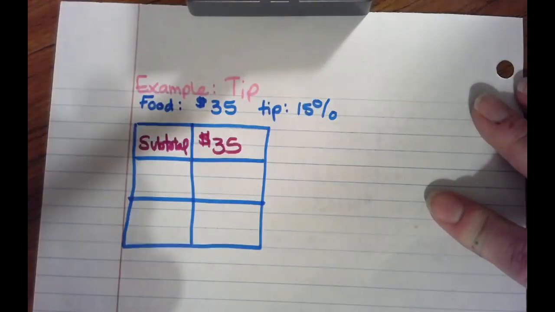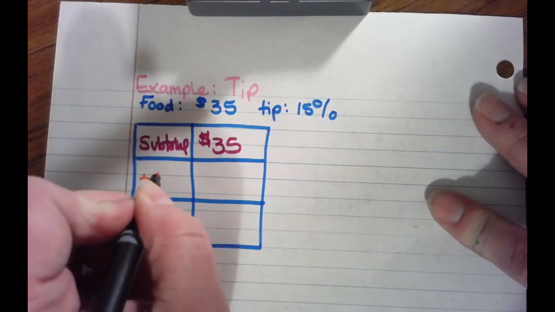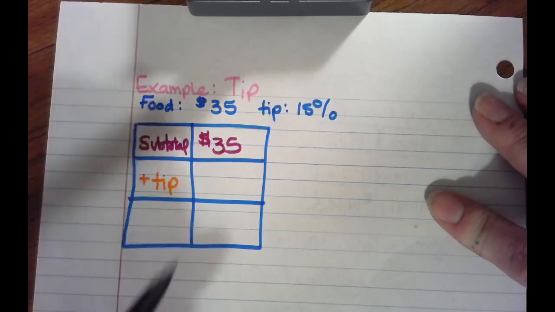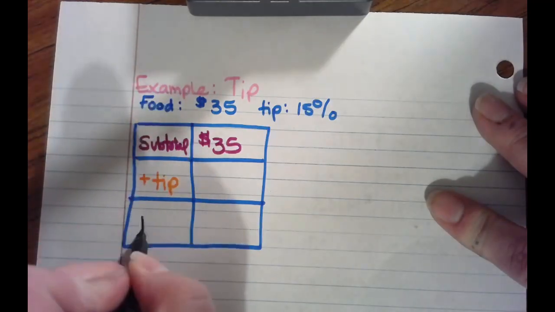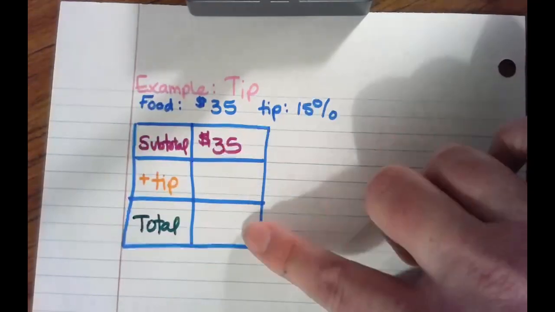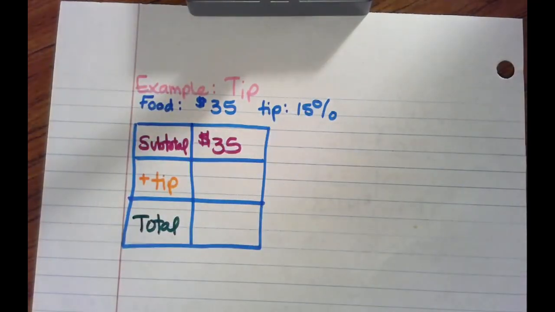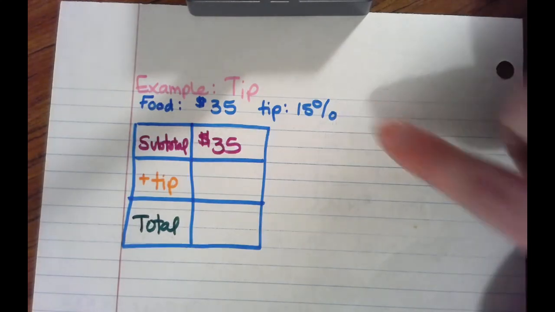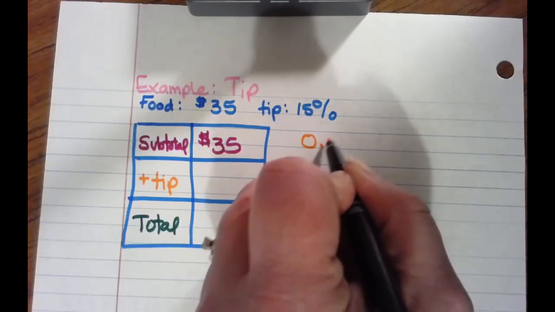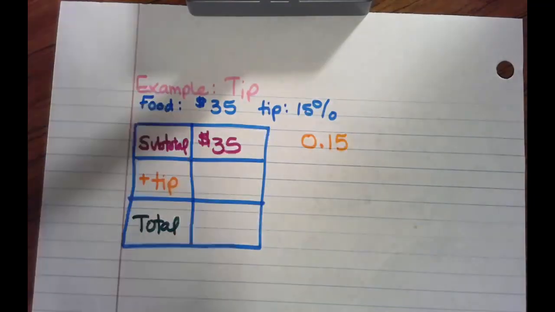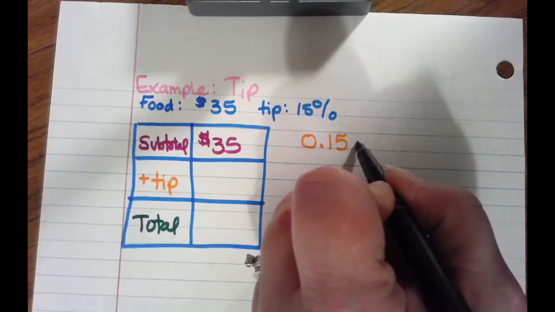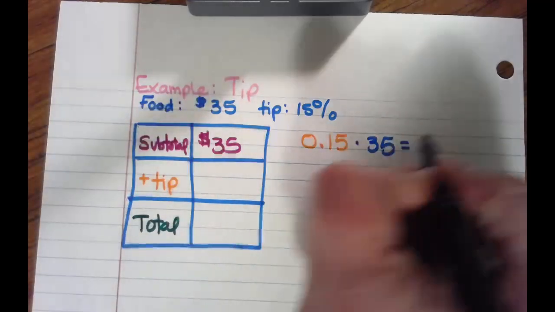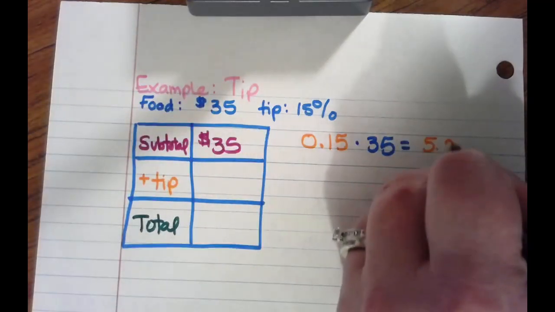Okay, and then in this case we're going to add a tip, and we must be in Montana, so we don't have a sales tax, so we're just going to add the tip. And so in the end, we're going to be able to figure out what is our total amount. So our subtotal is here, we add the tip, and that gives our total amount. So again, we're going to calculate what our tip is. I'm trying to find 15% of $35. So I can remember that 15% is written as a decimal, 0.15, times 35. Okay, and when I multiply those two together, I get 5.25.